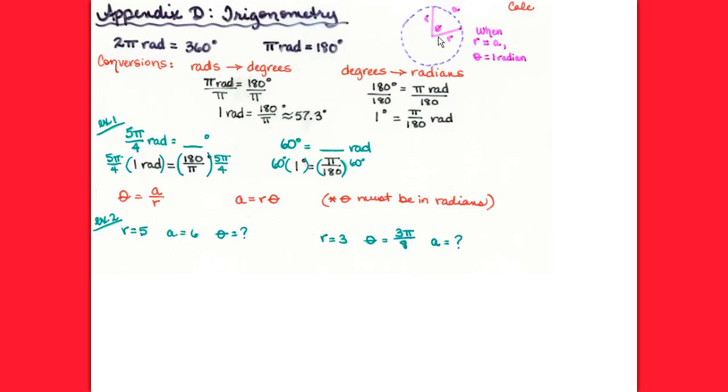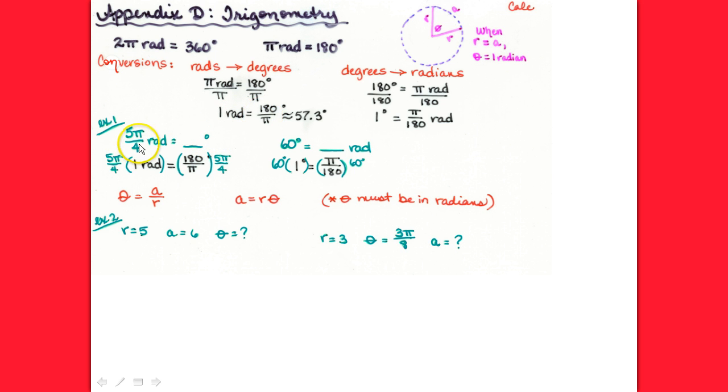We can use that information to help us convert between radians and degrees. If we start with pi radians is equal to 180 degrees and divide both sides by pi, we find out that 1 radian is 180 over pi degrees. There's that same 57.3 that we talked about. So if I wanted to convert from radians to degrees, I could use that little formula right there.